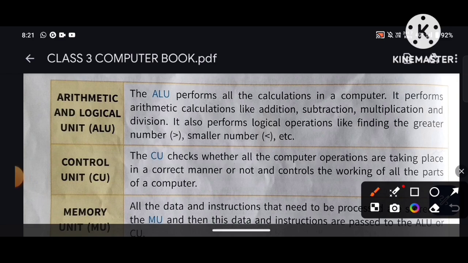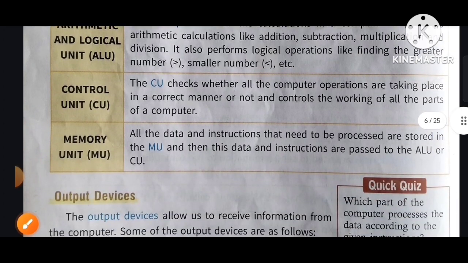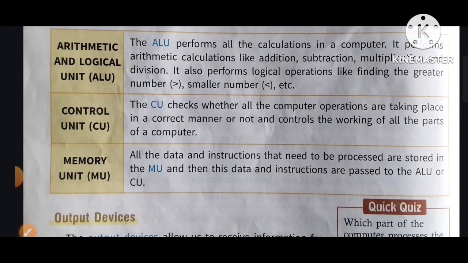Then the last one is our memory unit. What is the memory unit? All the data and instructions that need to be processed are stored in the memory unit, MU, and then its data and instructions are passed to the ALU or CU. Whatever work we are doing, we can save in the computer with the help of the memory unit for further use. So the memory unit stores the data and information.